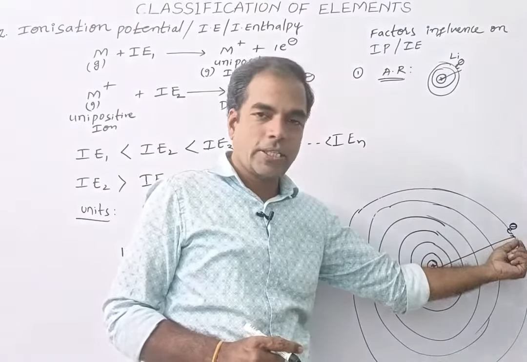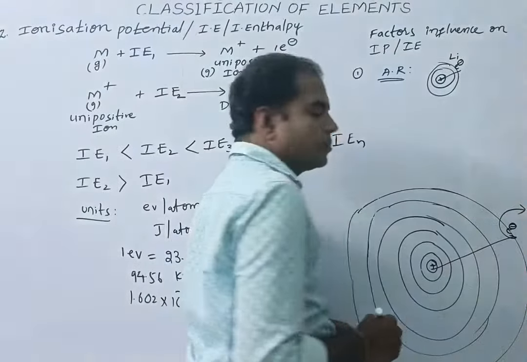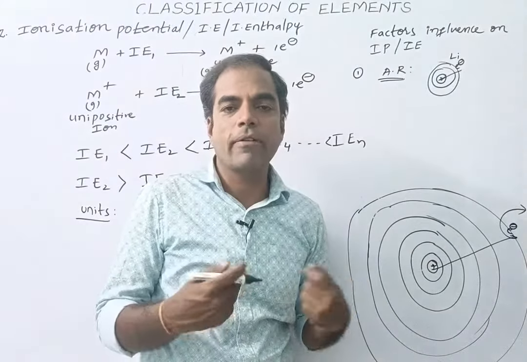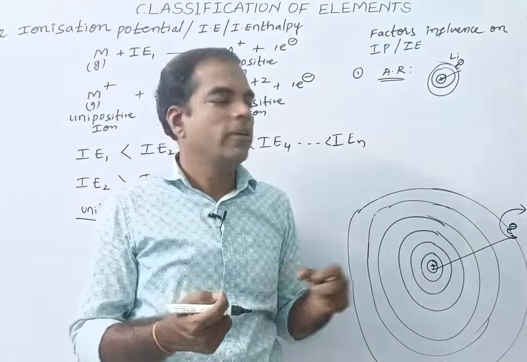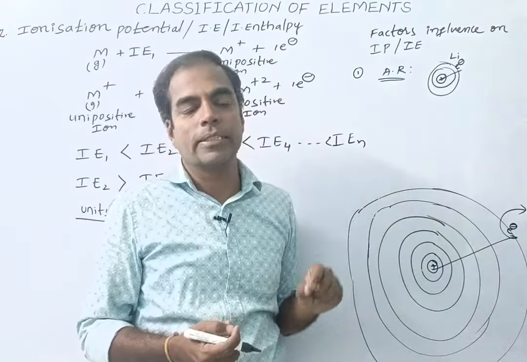Here the nucleus force of attraction is less. That's why we can easily remove the electron. We can easily remove the electron means it requires more energy or less energy? We can easily remove the electron, that means it requires less energy.